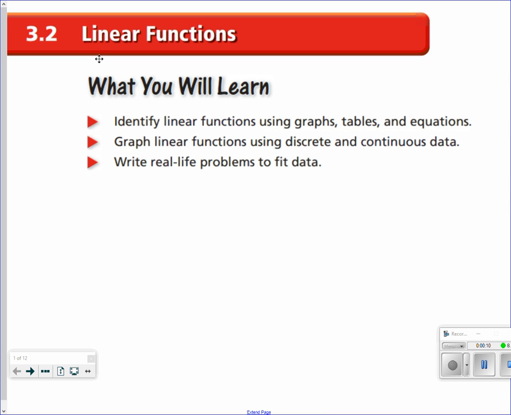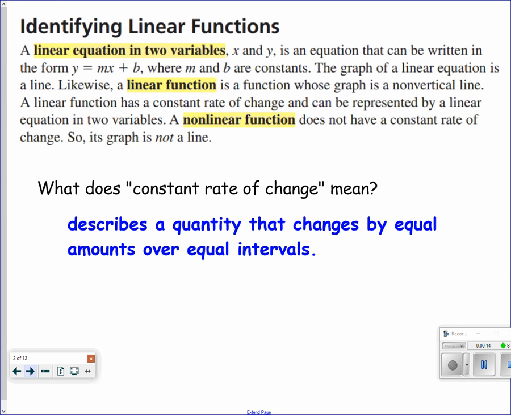When a teacher asks you whether or not something is a line, a linear equation with two variables, x and y, is an equation that can be written in the form y equals mx plus b. So if you can write it in this form, then you can say something is a line. The graph of a linear equation obviously is a line.